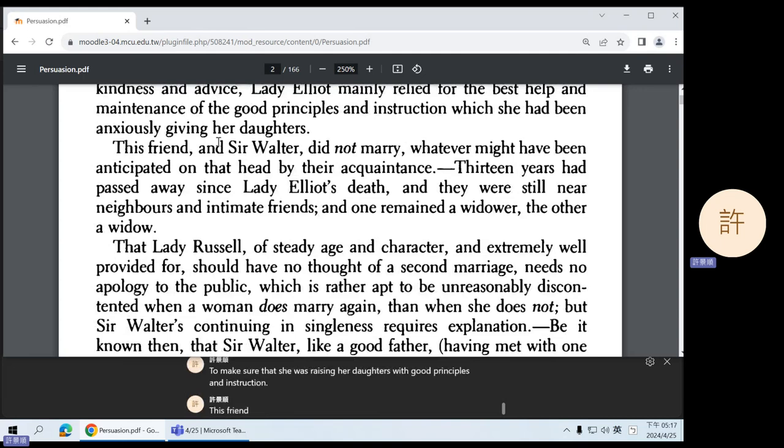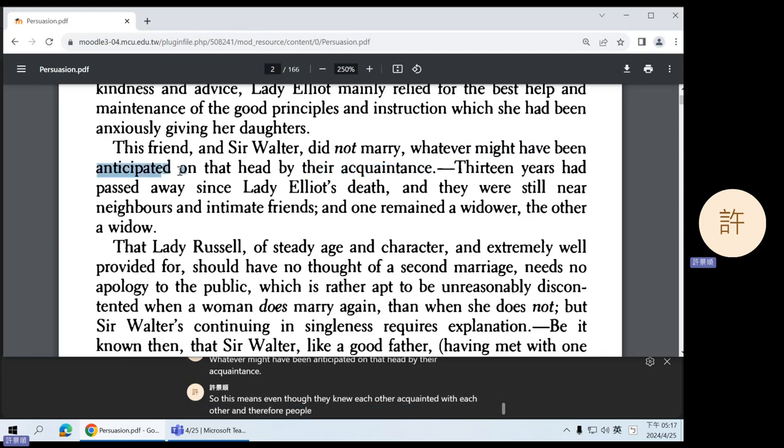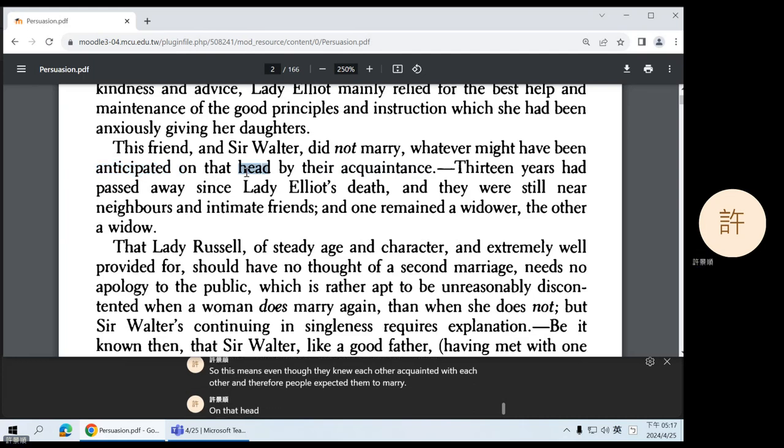This friend and Sir Walter did not marry, whatever might have been anticipated on that head by their acquaintance. So this means even though they knew each other, acquainted with each other, and therefore people expected them to marry. On that head means in that regard, 这一方面. Acquaintance just means you know somebody. So this woman is close to his wife. His wife died, but they did not marry.